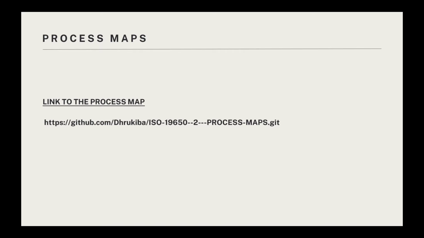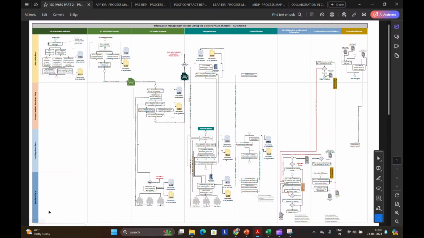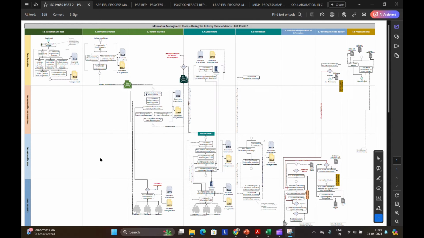For my research, I have taken the set of ISO 19650 standards, both part 1 and 2, and transformed them into detailed process maps. Let me demonstrate one of the process maps for better understanding. This is the process map which I developed for the information management process during the delivery phase of assets.